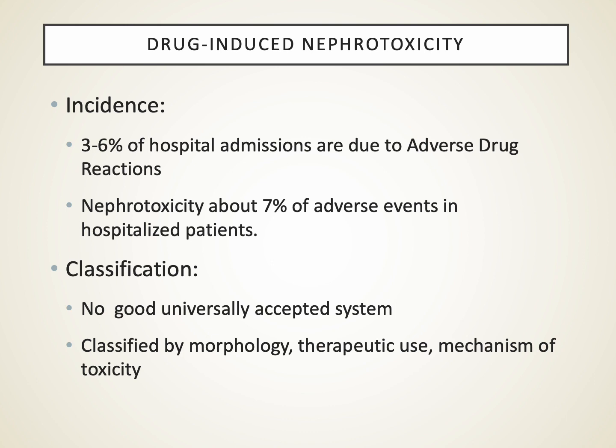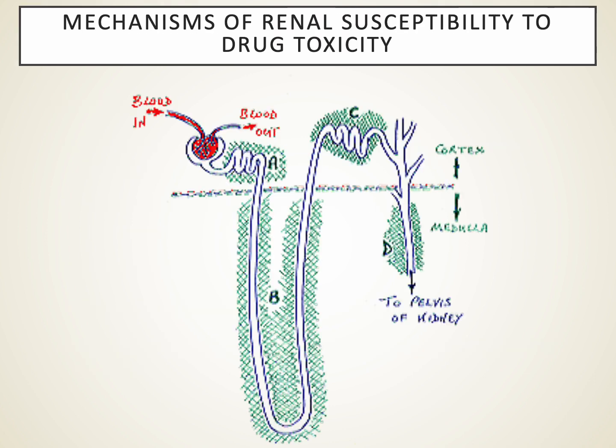And that ultimately results in nephrotoxicity. There's not one universally accepted way that we classify nephrotoxicity, but we'll classify them in a couple of different ways, and we'll talk about that in greater depth later in the year when we get into therapeutics. For the mechanisms of drug toxicity, let's first look at the nephron and then look at some slides and talk about a couple of different places where the nephron is vulnerable to toxic drugs.